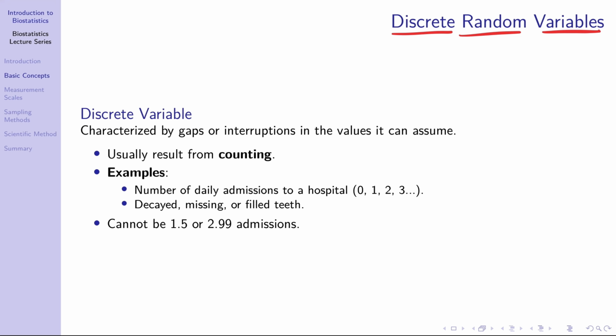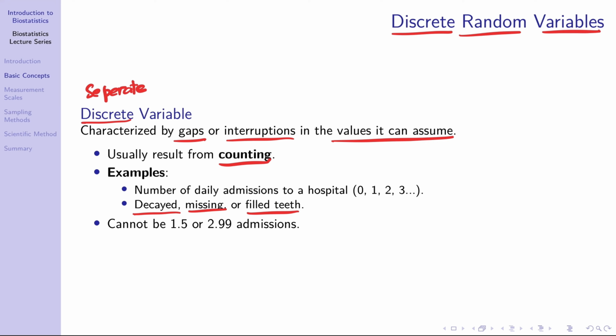The name itself says discrete, which basically means these are separate from one another. What we mean by separation here is that these are characterized by gaps or interruptions in the values that they can assume. Most often, discrete random variables result from counting. For example, the number of daily admissions to a hospital, or the number of patients coming for a particular surgery, or if you're going to the dentist, the number of decayed, missed or filled teeth.